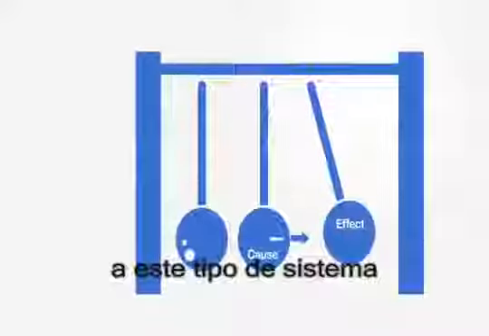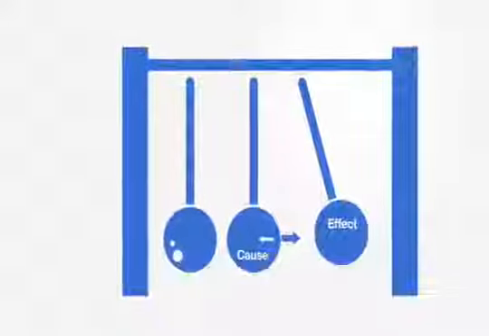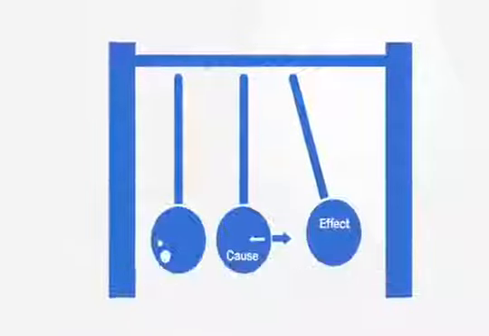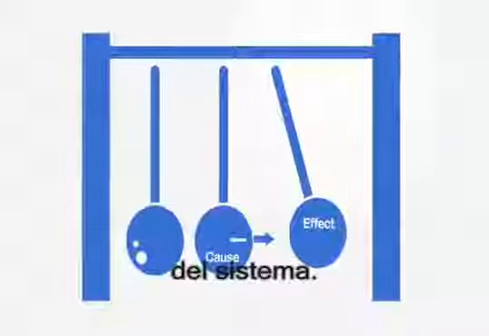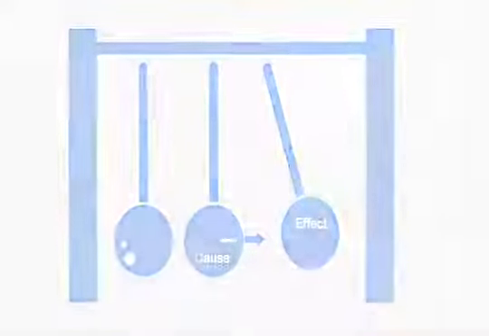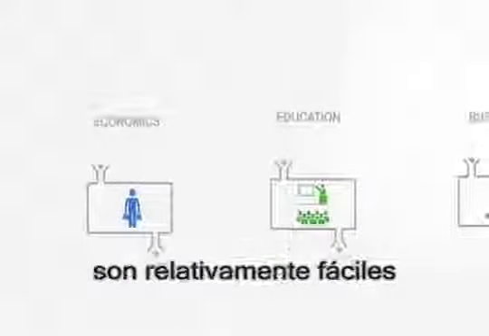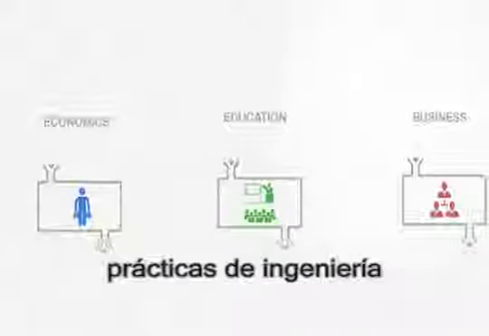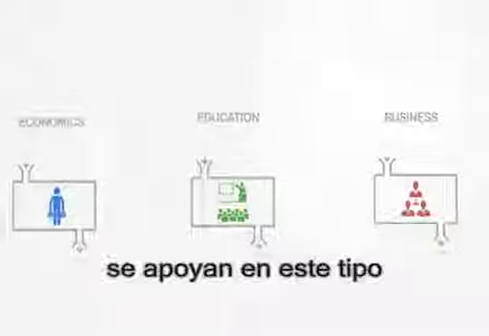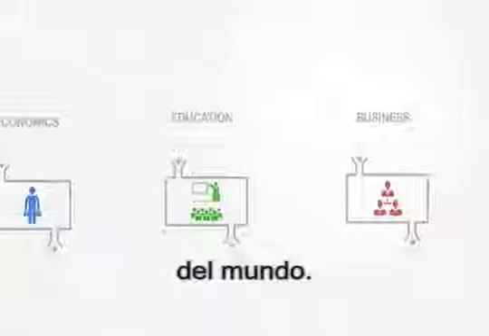We call this type of system a deterministic or linear system because we can draw a direct line between the cause and effect, that is, input and output to the system. Because linear systems are relatively easy to model and control, much of our modern science, engineering and management practices rest upon this type of linear understanding to the world.